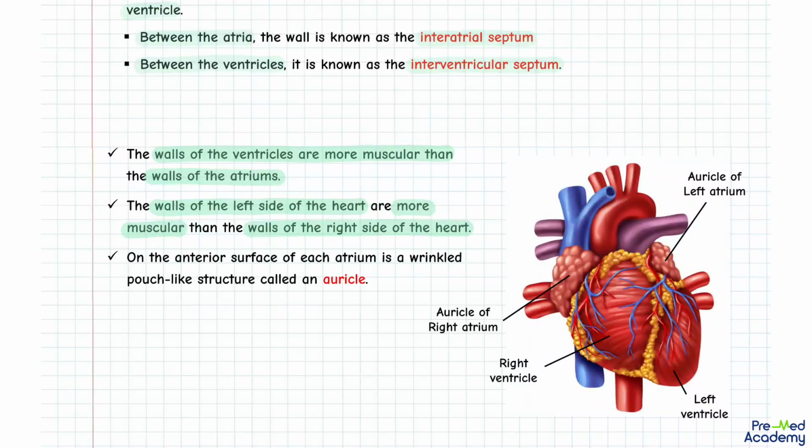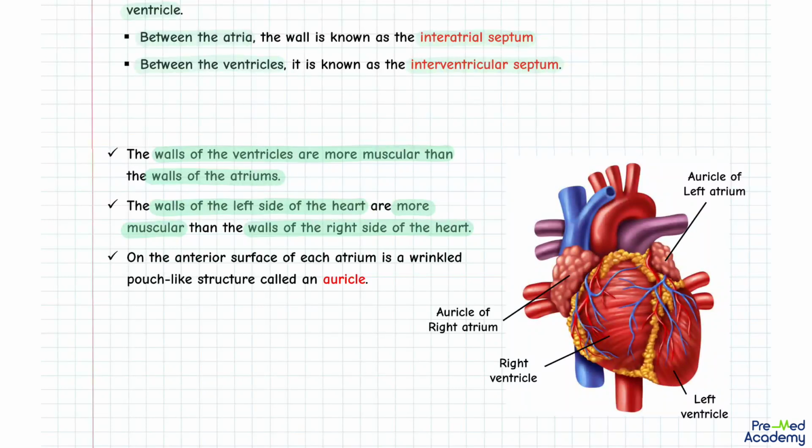For now, we won't really explain how this works. We'll learn a lot about this in our next lesson, when we learn about pulmonary versus systemic circulation. But for now, just remember that the walls of the ventricles are stronger and more muscular than the walls of the atriums, and the walls of the left side of the heart are more muscular than the walls of the right side of the heart.